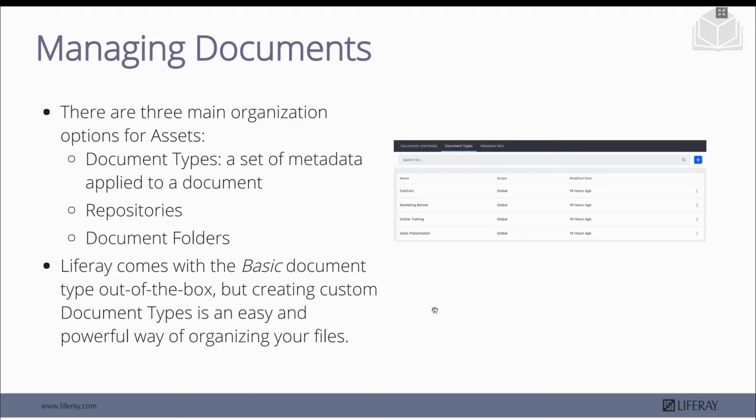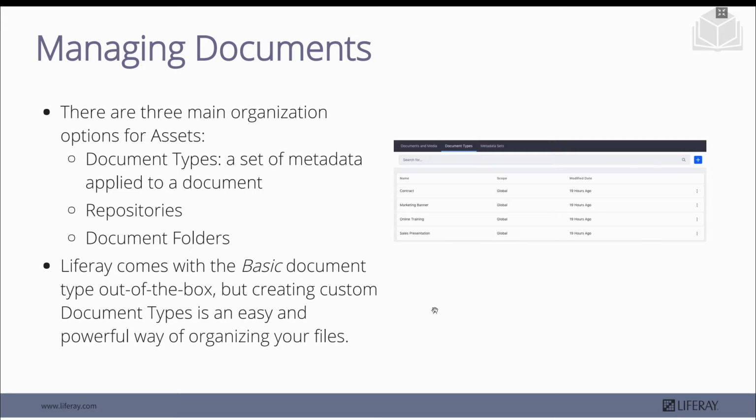When you upload a file into Liferay, the default option that comes with Liferay is called basic document. It'll give you two fields to fill out. It allows you to have a title and a description, and that's it. Right? If you want to be more complex, or if you want to be able to provide even more information, you can create a new Liferay document type.